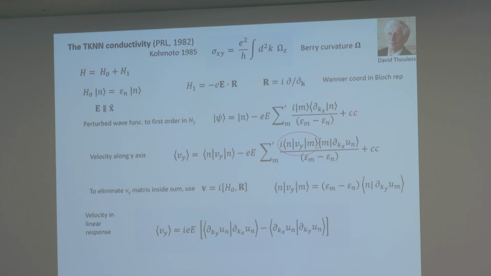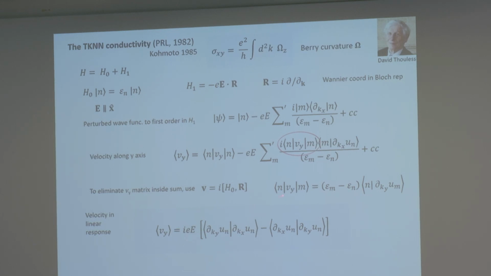So you have this, what appears to be, the beginnings of the Berry connection. Now we want to calculate the expectation value of the transverse velocity, Vy. Remember, E is along x, and we are interested in the velocity along y. So take its matrix element of this equation, and now you have this matrix element appearing in the summand, and this is the key step.